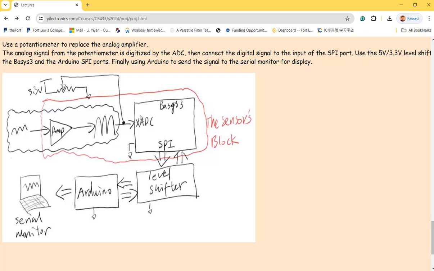Since we have never worked on the ADC in the past, why not just use a potentiometer, right? Connect the potentiometer to the Basys 3 board, which has the ADC on it, and show the digital output of the ADC on the LEDs. When you turn the knob of the potentiometer, you are changing the input voltage, so you can see the digital output of the ADC on the LEDs in real time.